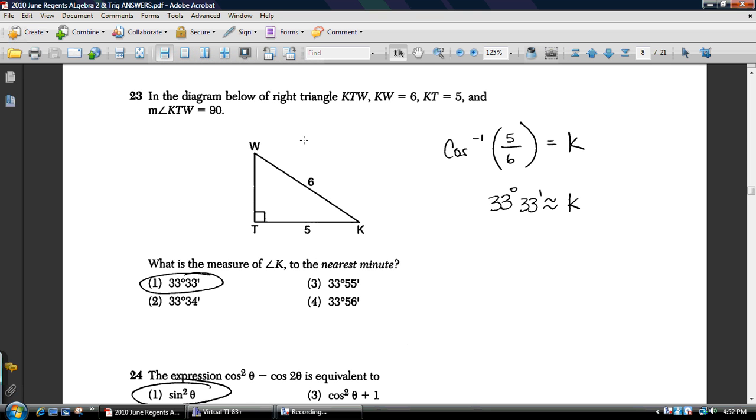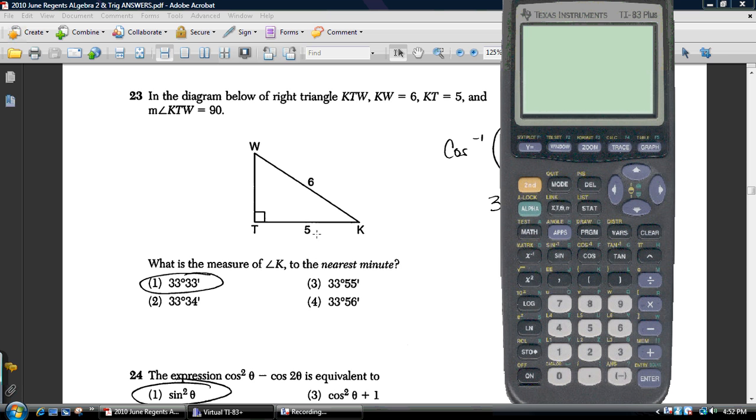In the diagram below, what's the measure of k to the nearest minute? This is a good one to show you in the calculator how to do. Let's clear this out. K, so here's the adjacent side. That's the hypotenuse, so we're going to use cosine. We're going to inverse the cos of 5 over 6.